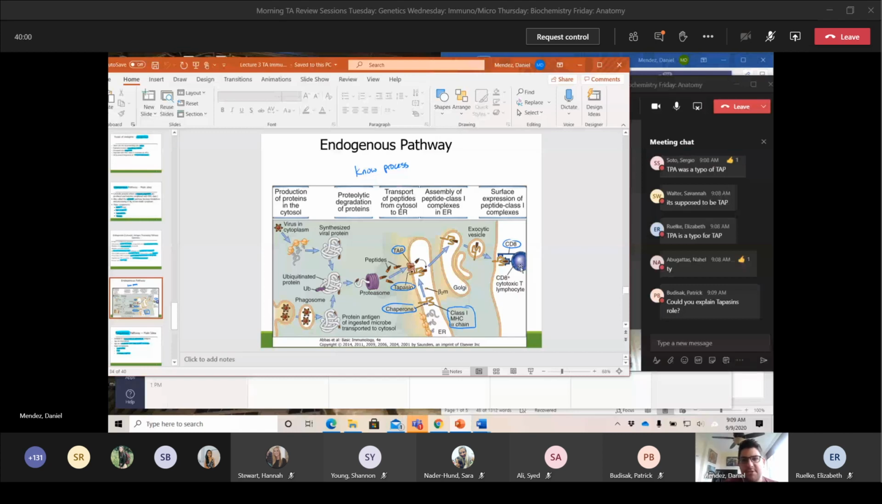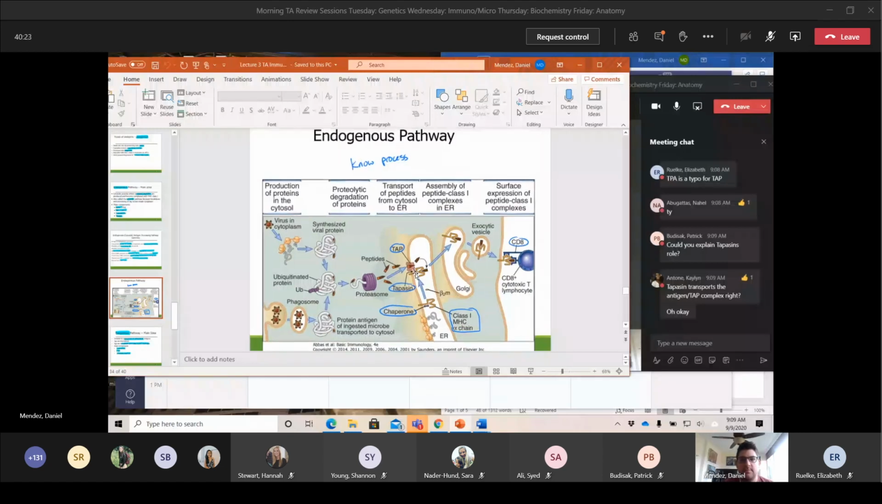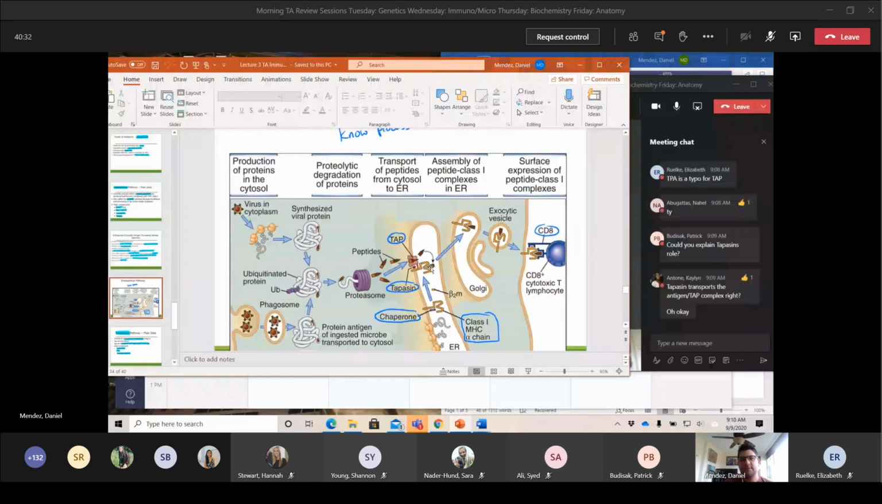So tapasin is actually just this little binder that connects TAP with the MHC. That is all it does. So tapasin binds TAP to the MHC, allowing the peptide, so our specific antigen, to go from TAP to the MHC. But tapasin, if you look really closely, this little bar here is tapasin. So tapasin literally just links TAP to the MHC. That is all it does.